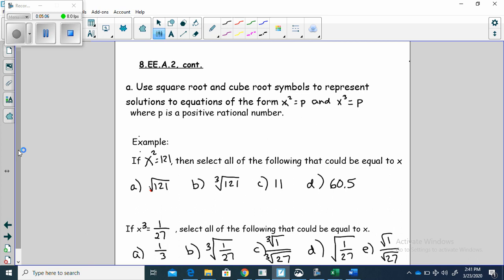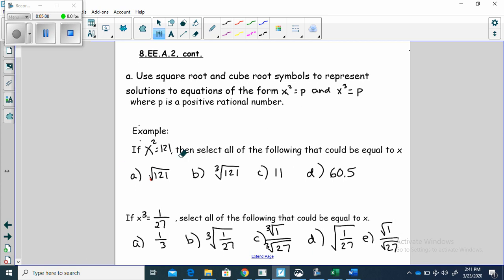Let's look at a couple of examples on this. What if we've got x squared is equal to 121? Then select all of the following that could be equal to x. Well, if we've got x squared is equal to 121, I could take the positive square root of each side, and I wind up with x is equal to the square root of 121. There's one of those answers.